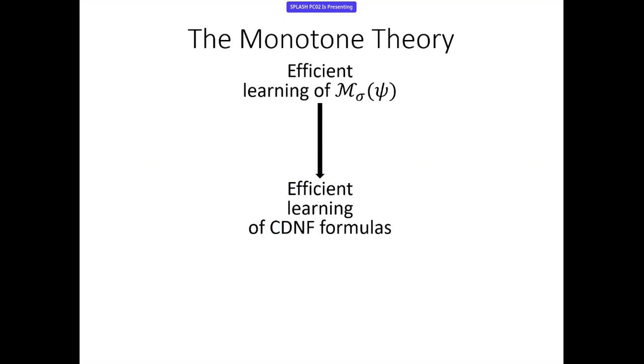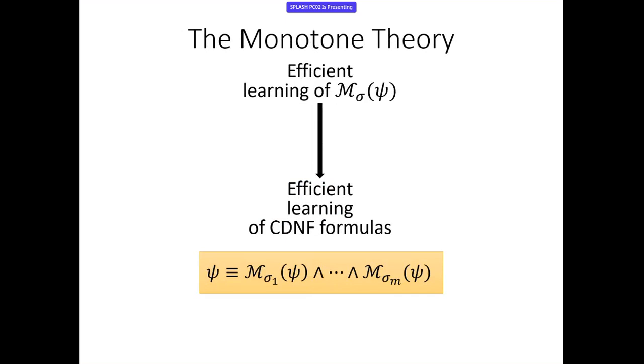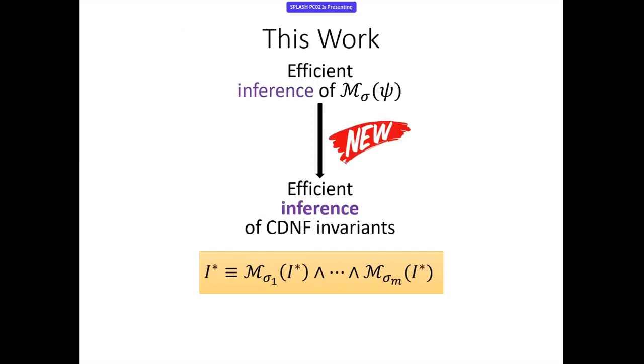The way Bshouty used monotonizations for learning is that he represented a formula psi as a conjunction of monotonizations of the same formula with respect to different valuations. And what we're going to do in our invariant inference algorithm is the same. We're going to infer the invariant as a conjunction of monotonizations of the invariant with respect to different valuations. The valuations are going to be our counterexamples. And we're going to do that without actually knowing the target invariant until we find it.